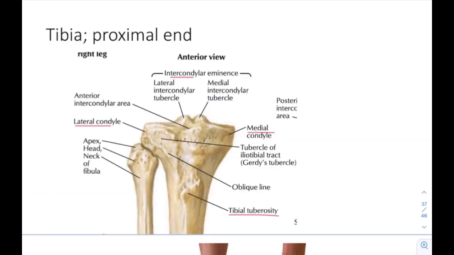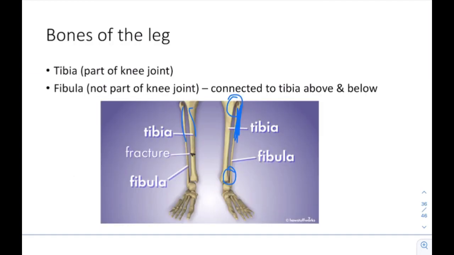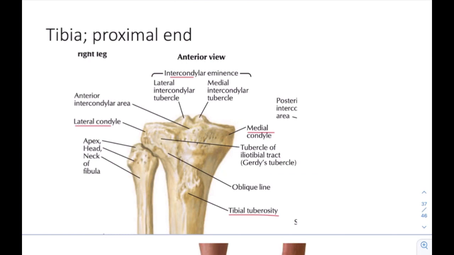Okay, let's talk about the proximal end of the tibia. So we're going to be talking about this area here. We have something called the intercondylar eminence. We have the lateral condyle, the medial condyle, and the tibial tuberosity. This is where the tendon of the quadriceps muscle attaches. It's a site of muscle attachment.